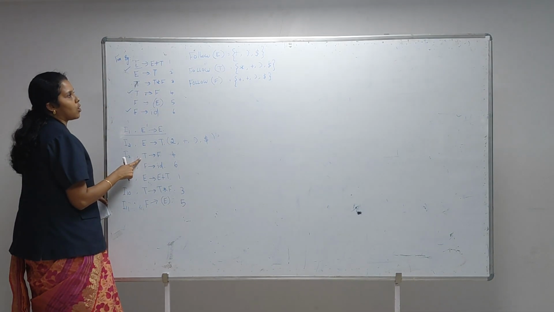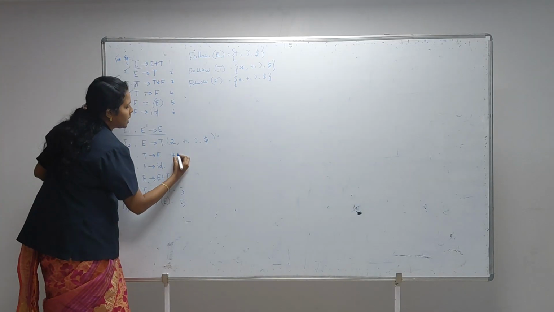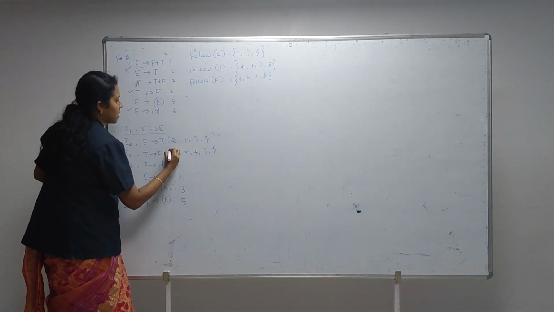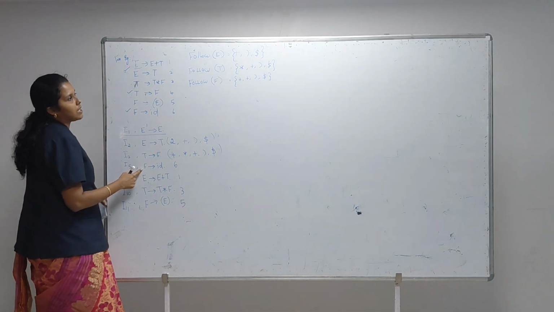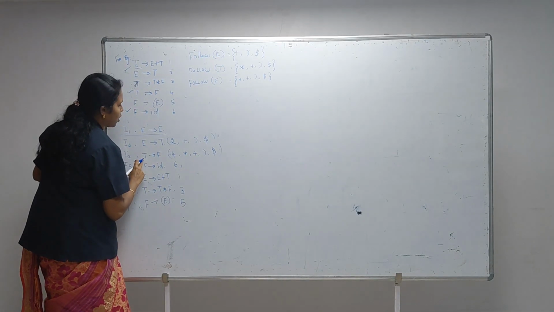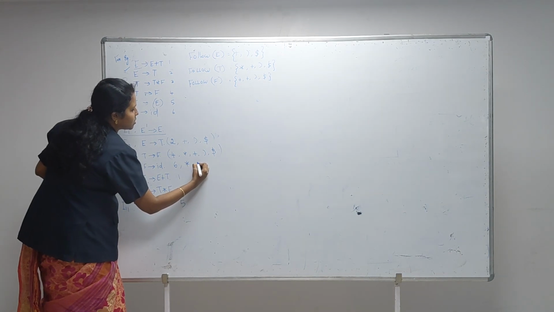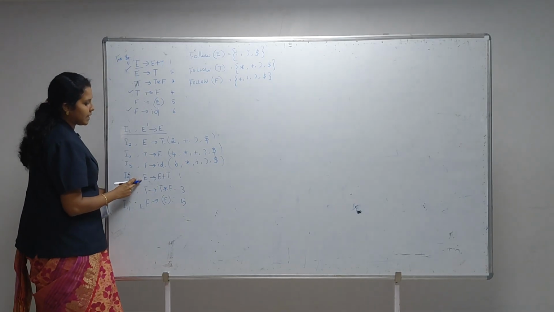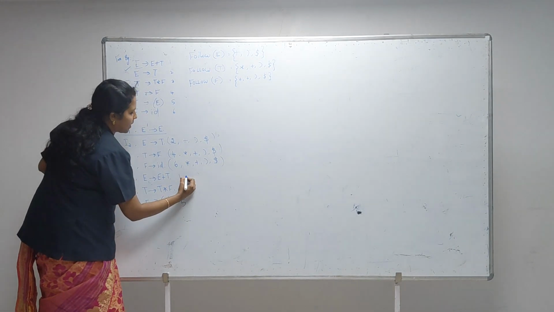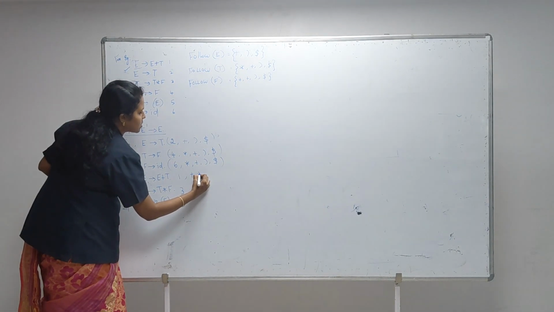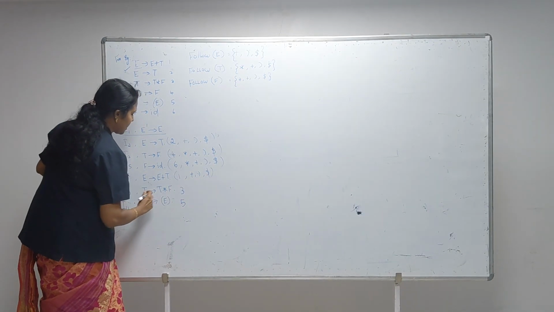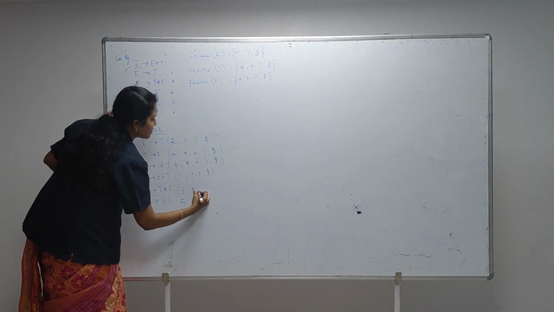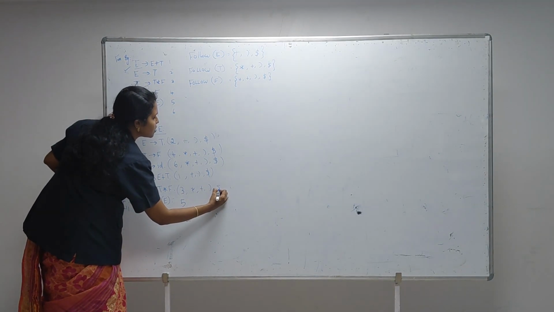The next one is the follow of T. We have already found it here: asterisk, plus, close parenthesis, dollar. The next one is follow of F. We get the same answer as follow of T: asterisk, plus, close parenthesis, dollar. The next one is follow of E, which we have already found out: plus, close parenthesis, dollar. The next one is follow of T, in the sense asterisk, plus, close parenthesis, dollar.